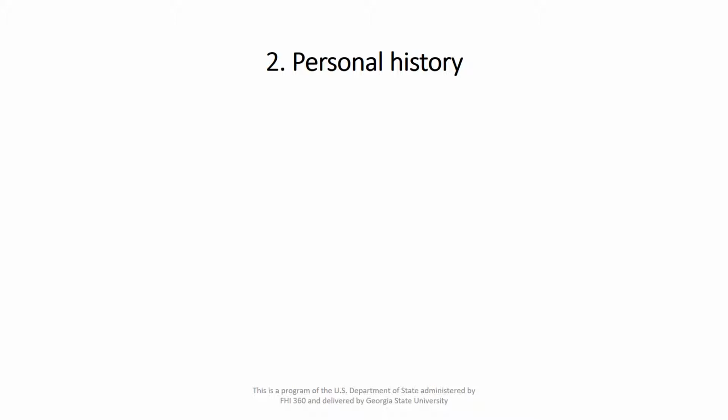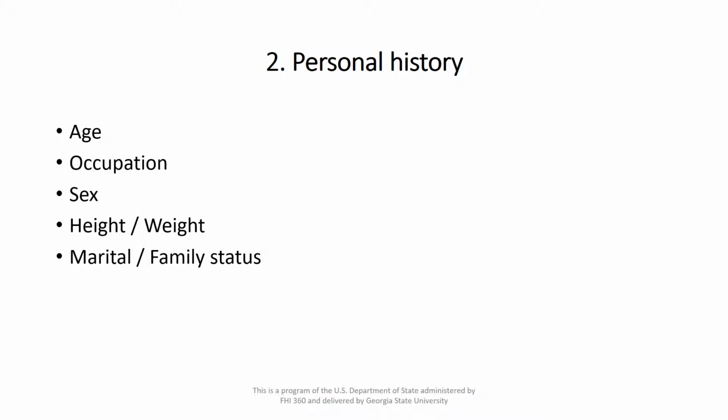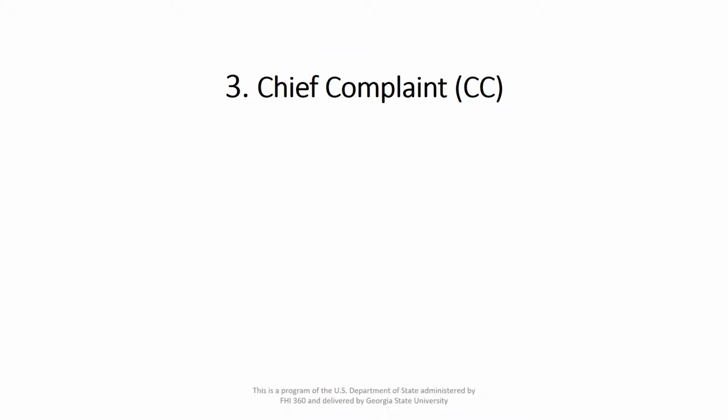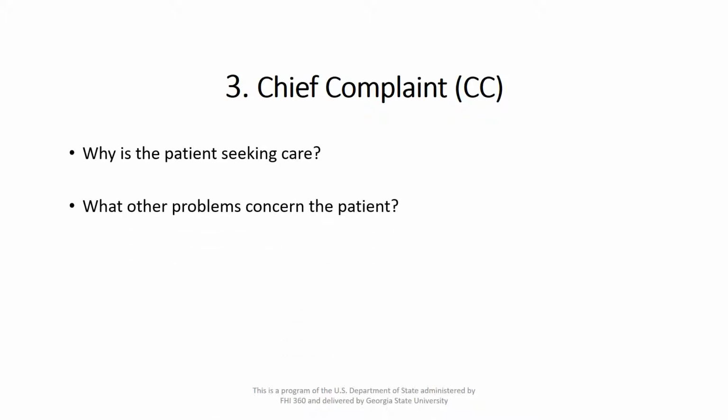Then you will need to gather information about your patient's personal history, which includes information about age, occupation, sex, height and weight, family status, and children. Once you're done with that, then you will move to the chief complaint, which is the reason the patient is seeking care and any other problems they might have.